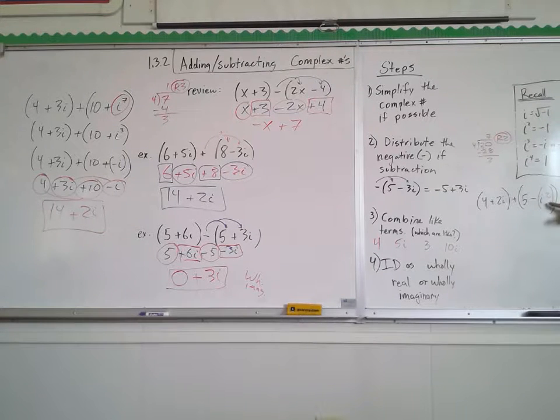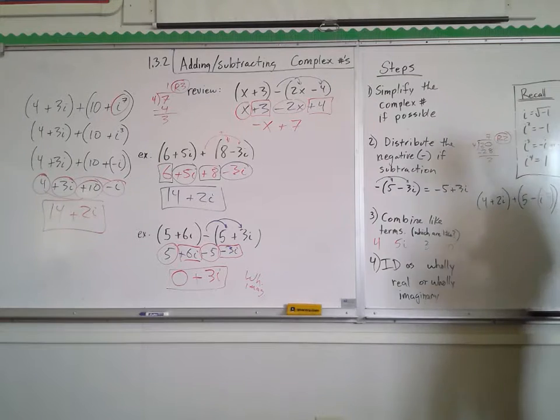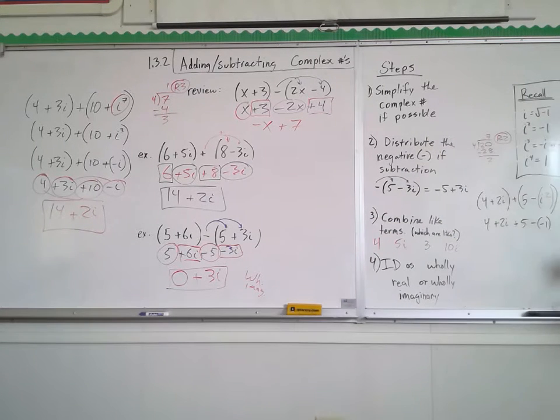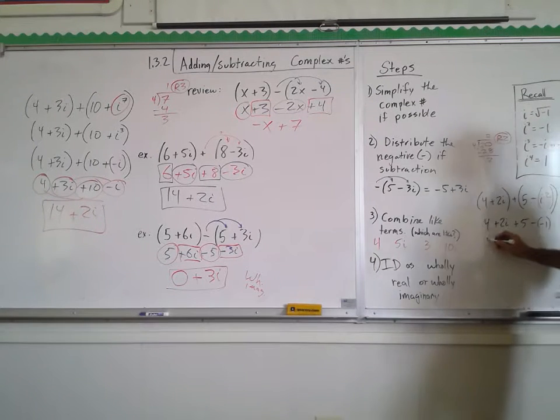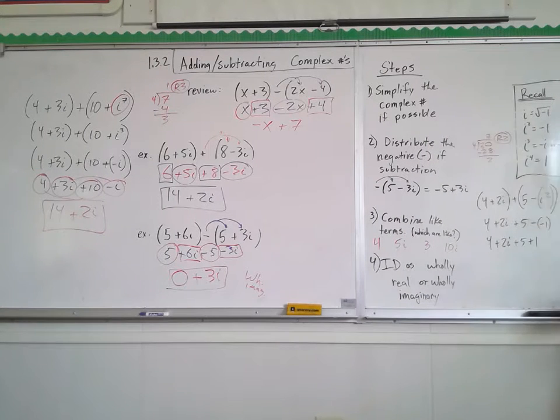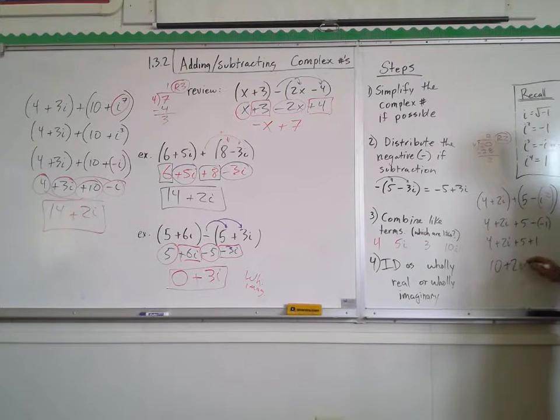So now that I've simplified it, this i to the second can be transformed to 5 minus -1. See, the parentheses help me see that it's minus, so it's minus now the -1 because it's i to the second. Let's go ahead and go a step further. 4 plus 5, 9 plus 1, 10 plus 2i.